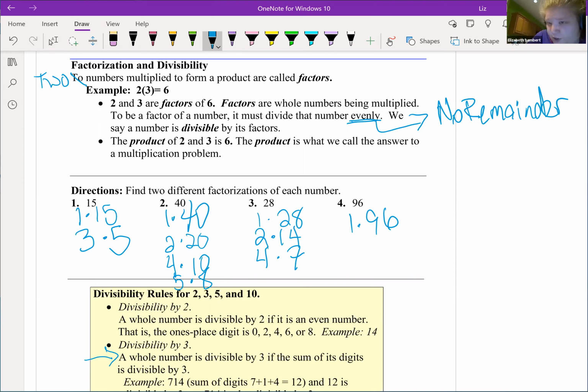96 is a lot more interesting though. That is divisible by 3 and it is divisible by 2. So I'm going to go with the 3 actually because I can. I know it's going to be 2 times something, but I'm going to go to the 3 first to try to figure out what it is. So 3 goes into 9 3 times, 3 goes into 6 twice. Oh, okay. So it is 3 times 32.